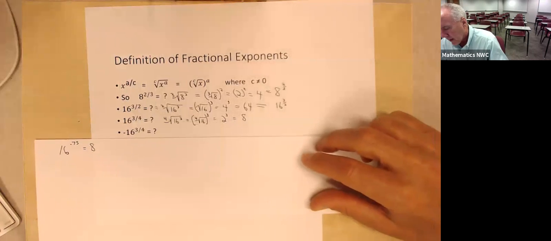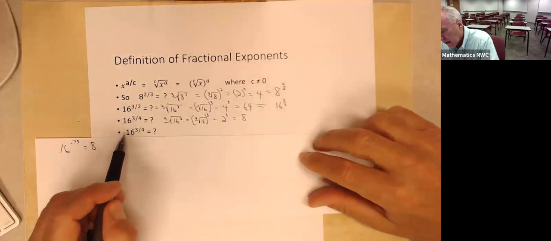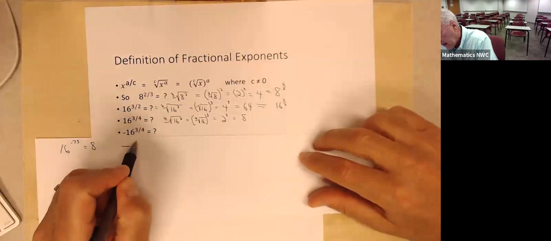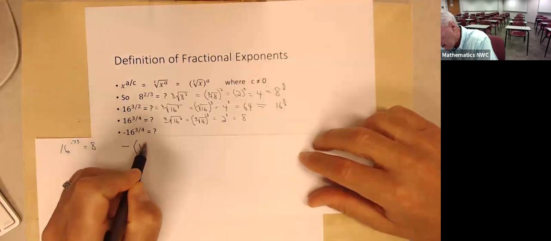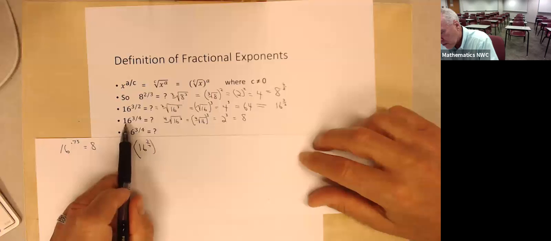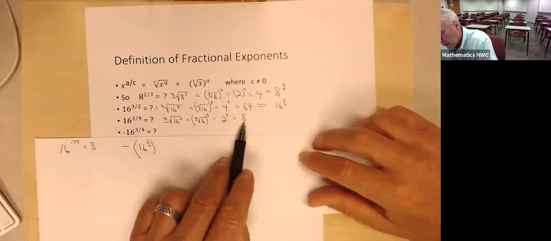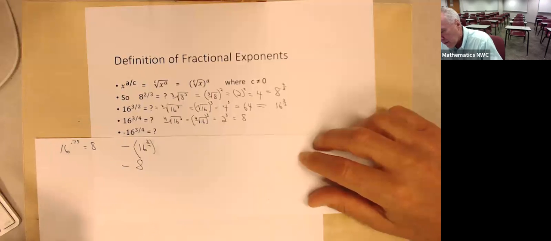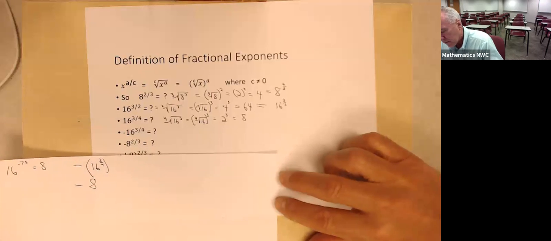This one, I'd like you to notice that negative is not raised to the power. So this is very much like a negative. Now I have 16 to the 3/4 power. We just found 16 to the 3/4 to be 8. So because of that negative, it would give me a -8 for my answer.